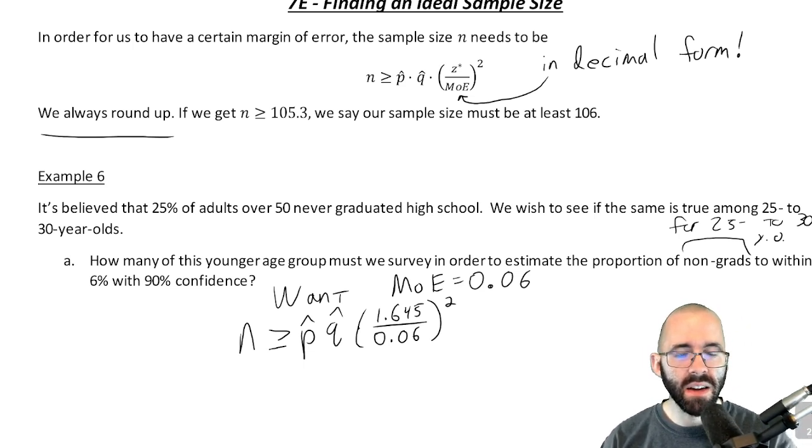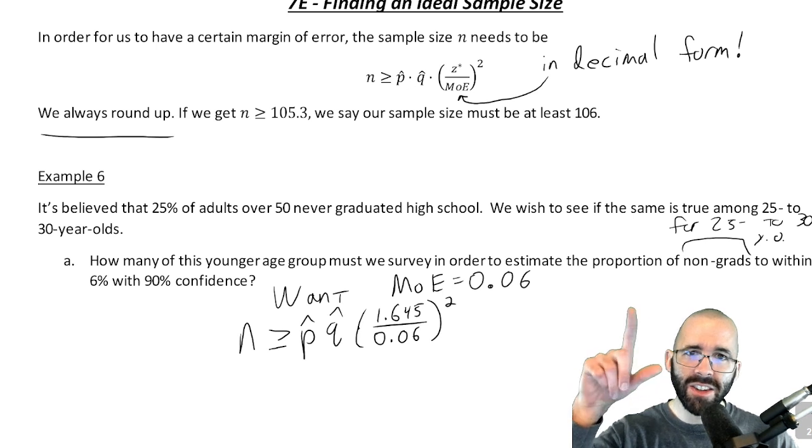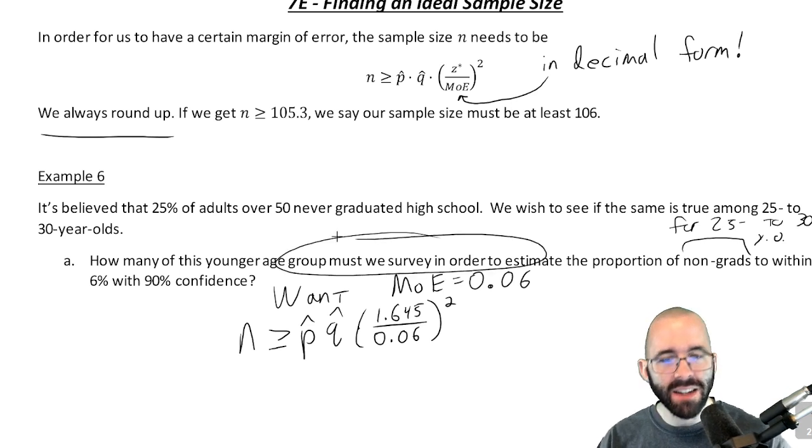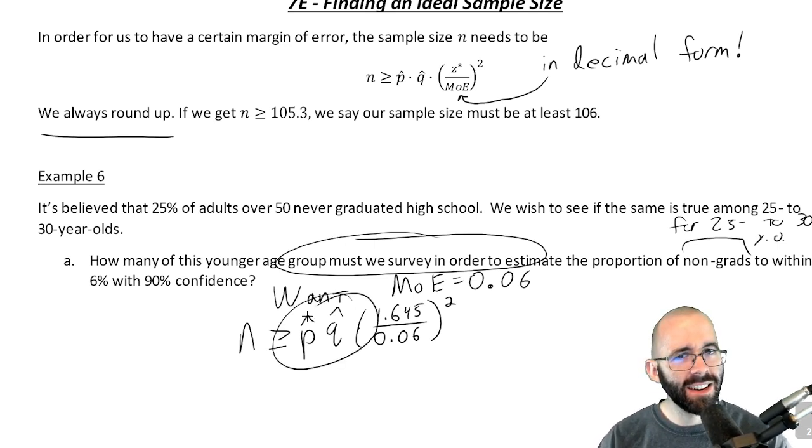Oh, wait a minute. What's p hat and q hat? Well, that'll be our sample proportion of 25 to 30-year-olds who never graduated high school. And this is the weird thing about this section. It's a little cyclical, a little circular, right? We need to figure out how many we need to ask, but the formula to decide how many need to ask depends on the result of our asking, right? We want to know how many people we need to ask, and the formula uses our sample. Find the sample size using our sample is a little weird.